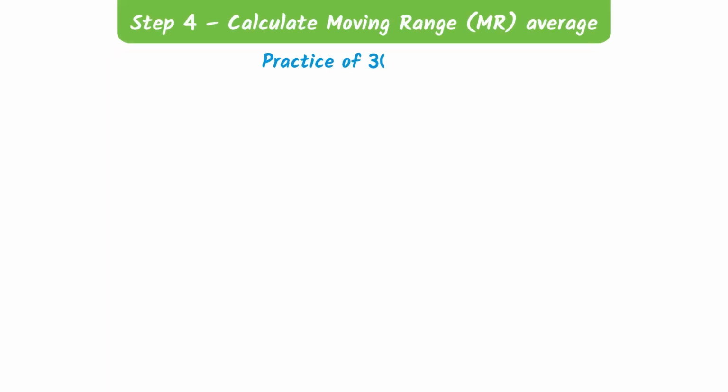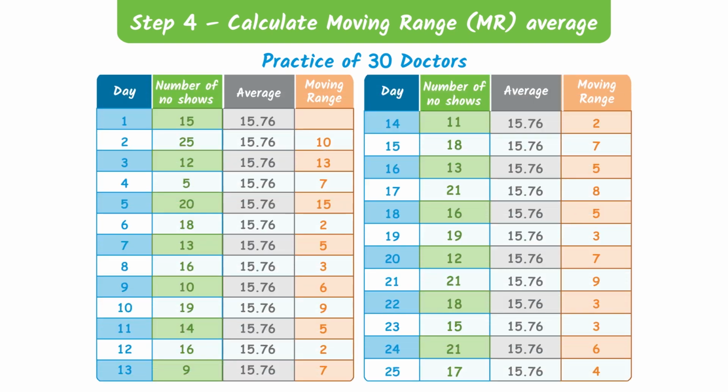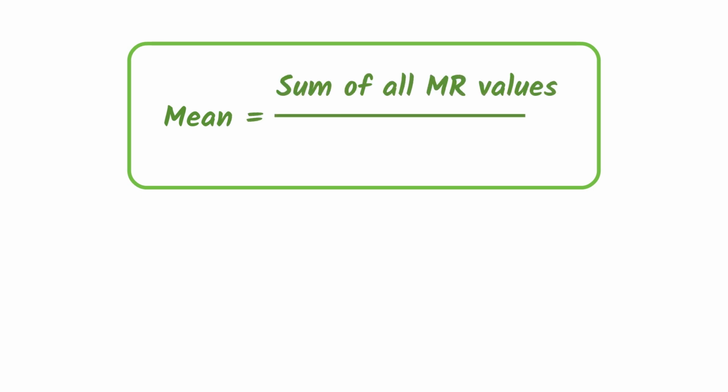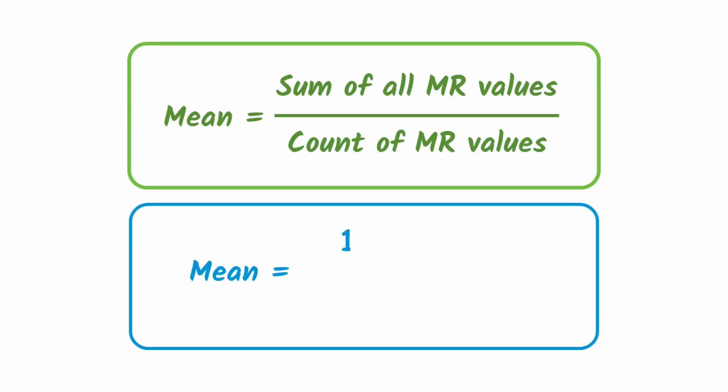Now, like we calculated average for our data, average for 25 points, we are going to calculate moving range average for all the values of moving ranges we just calculated. So let's add up all the values of moving ranges here and divide them up by the count of moving ranges. In this case, all moving ranges add up to 146, and then we divide them by 24 to get our average as 6.08. This is our moving range average.